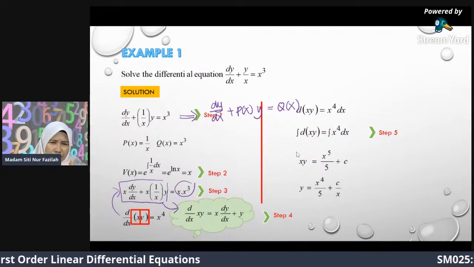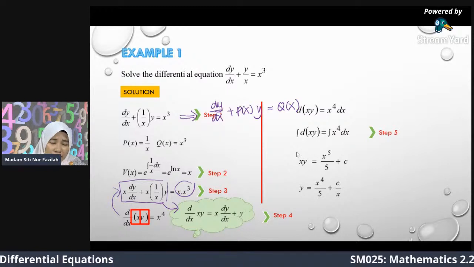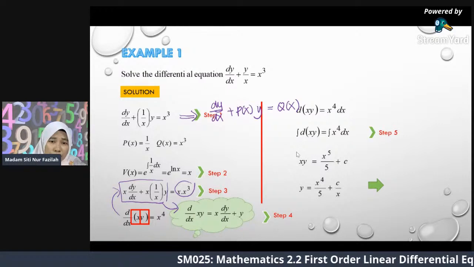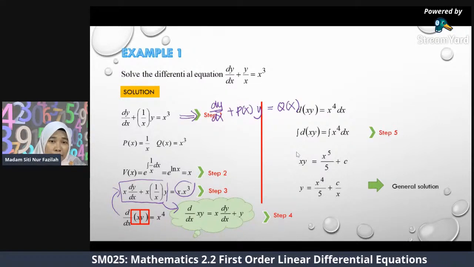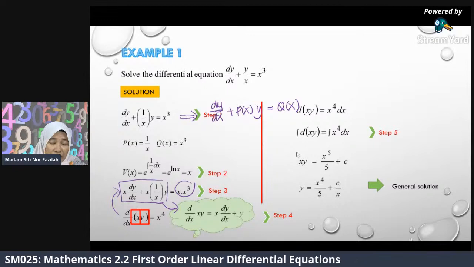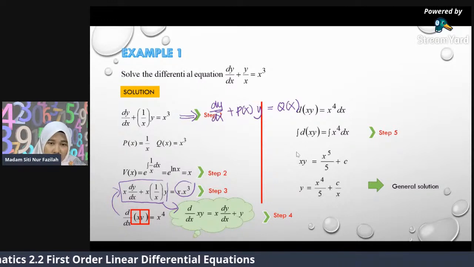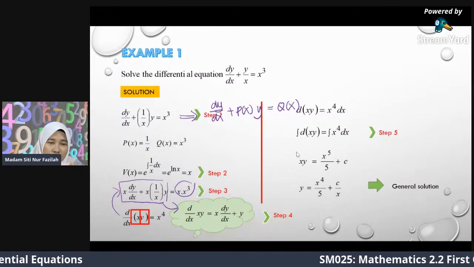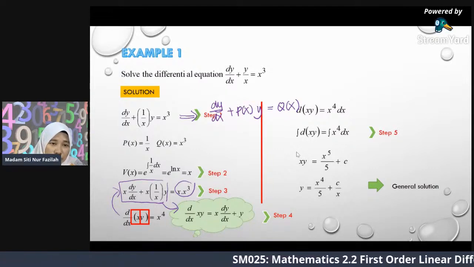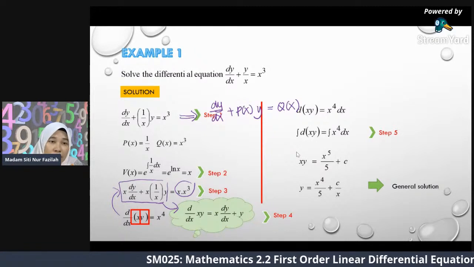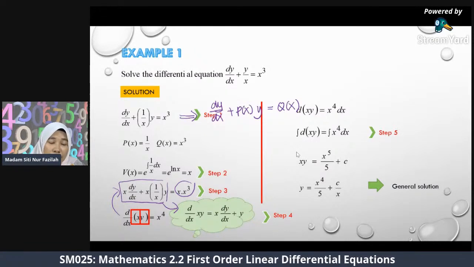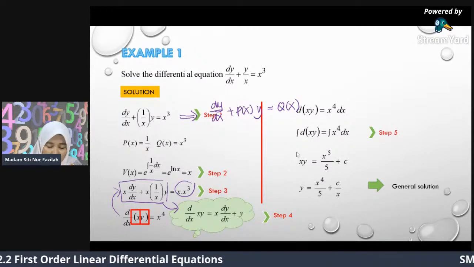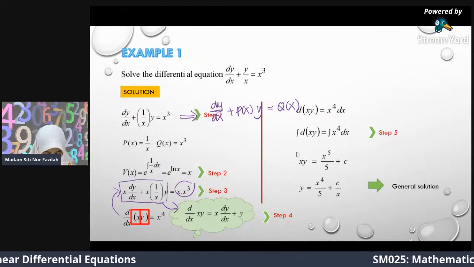We try to express y in terms of x as simply as we can. This we call the general solution. That's example 1. All the solution you must write down; you cannot skip any of the solution when using the integrating factor.